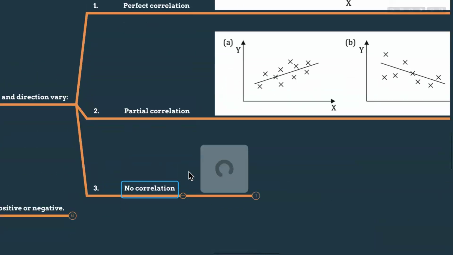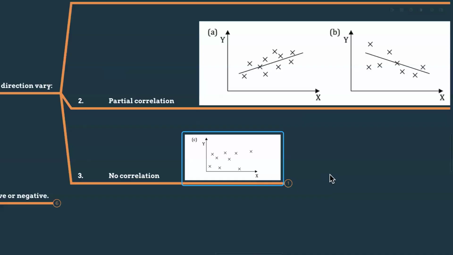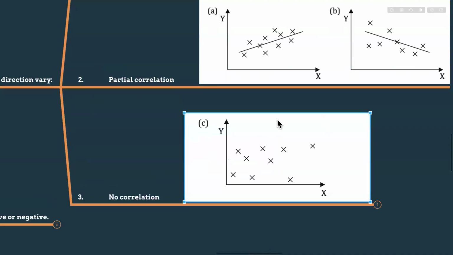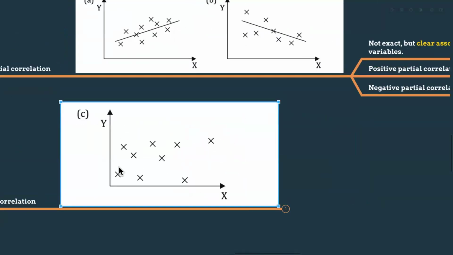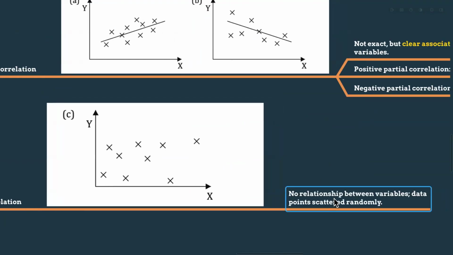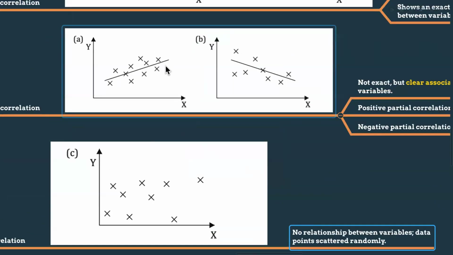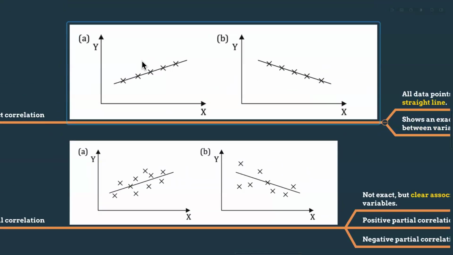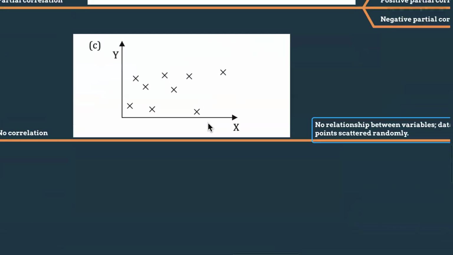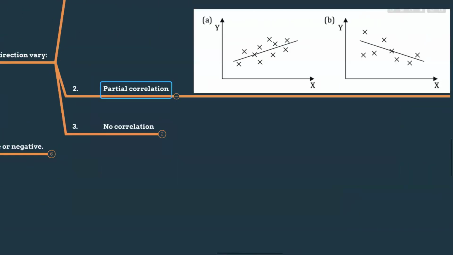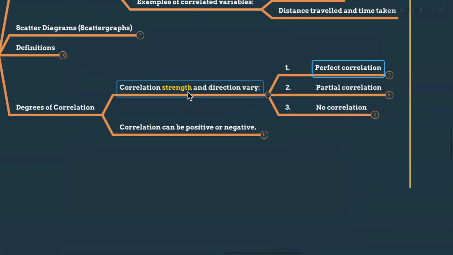And no correlation means the data points are random. We cannot identify any association, or draw any line of best fit. We cannot identify whether it's a positive or negative correlation, and we cannot draw a line of best fit to say the correlation type. So there's no relationship between these variables. Data points are scattered randomly. We cannot say whether it is a positive partial relationship, negative partial relationship, perfect positive or perfect negative from this plotted data. So that is no correlation, partial correlation, and perfect correlation.